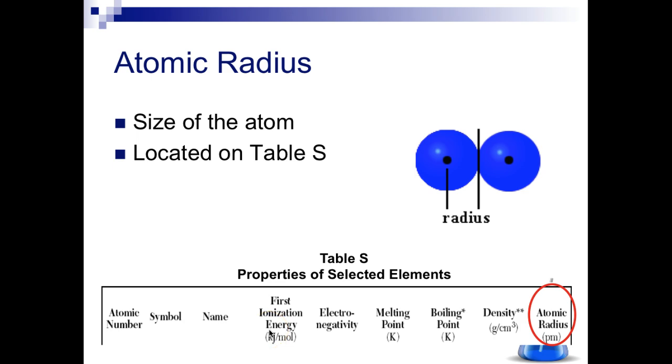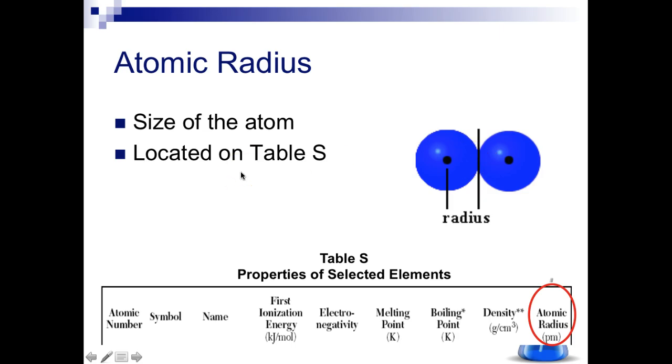So, the atomic radius is the size of the atom. Basically what it is, it's the distance between two adjacent nuclei. So we have two nuclei here that are side by side, and it's half the distance. So this distance from the inside of the nucleus, the center of the nucleus, all the way to where the two atoms meet and overlap. That distance is the radius.